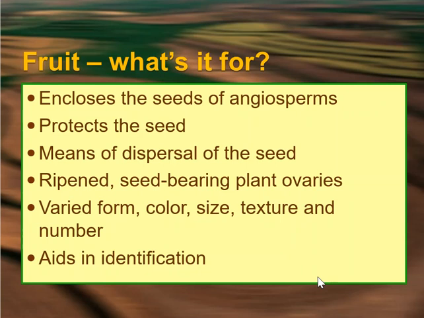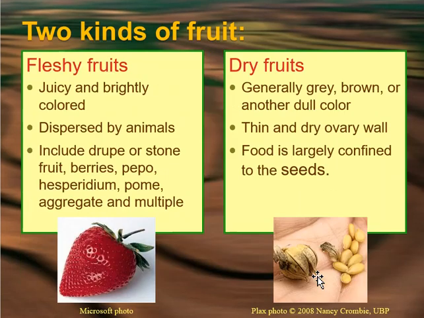They can be in varied form, size, color, texture, and number. And fruit really helps us aid in identification of plants, right? Fruit is pretty unique, and so it's easier to identify plants based off their fruit. So there's two kinds of fruit, okay? So there's fleshy fruits, which are juicy and bright colored. And then there's dry fruits, which are generally gray, brown, or another dull color.